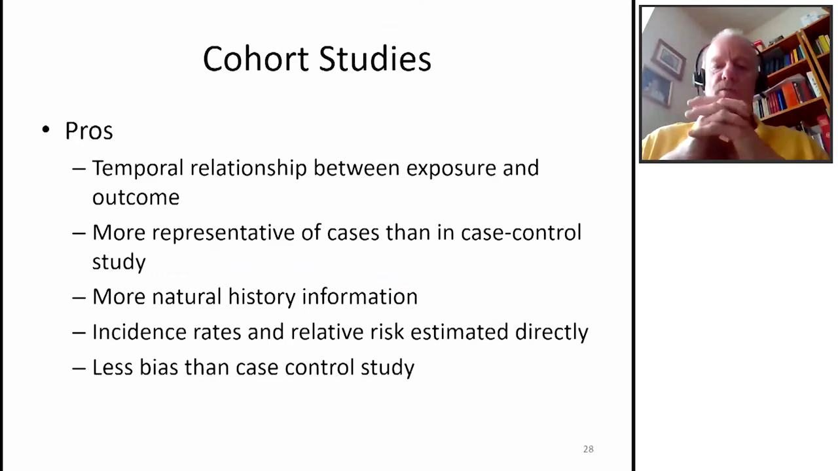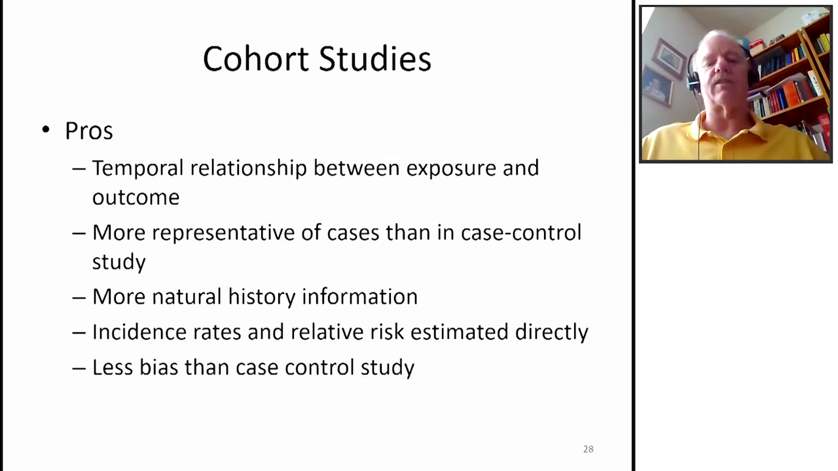Cohort studies going forward are better. You can see the temporal relationship between when you were exposed to the risk factor and when you had the outcome. And you tend to get less bias between the group that has the risk factor and doesn't have the risk factor, versus a group of people with the disease and without the disease. You get natural history information. You can estimate incidence rates and risks, and there's generally less bias than in the case control study.